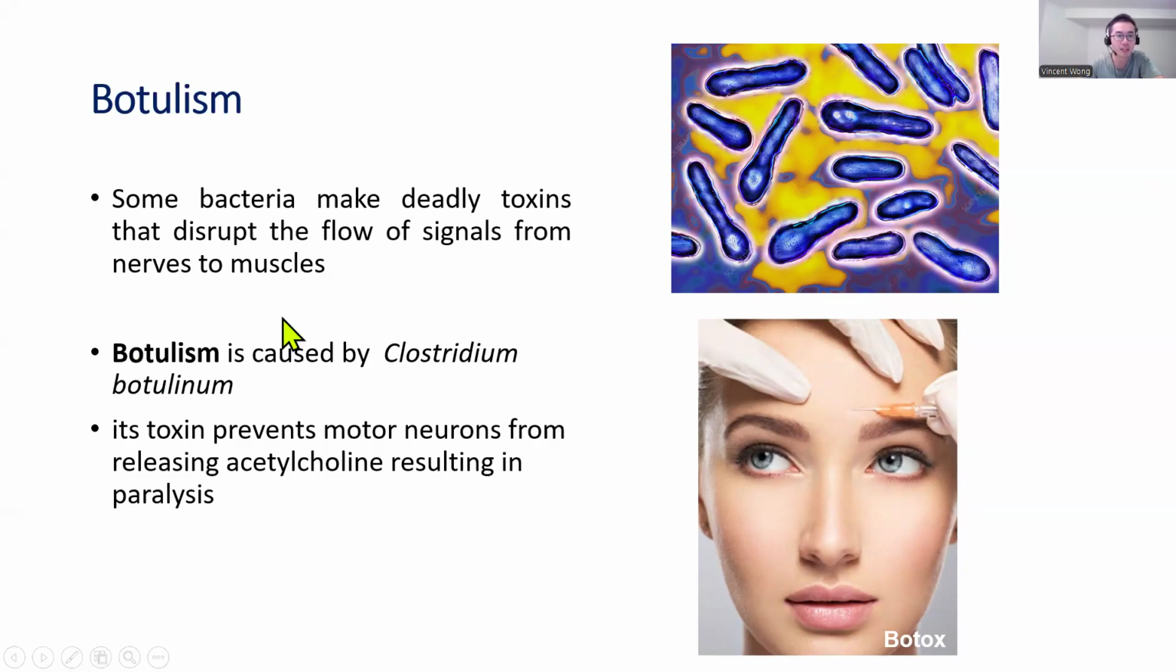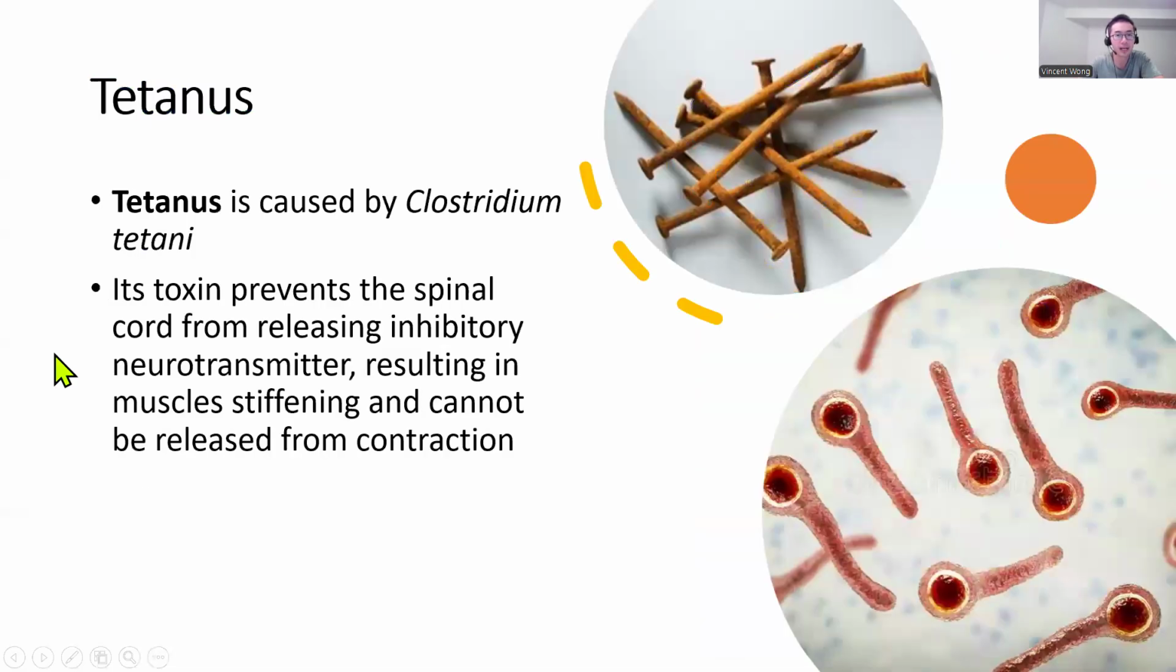But if a person ingests a significant amount of the toxin from contaminated food, then they could die from botulism. There's another bacteria in the Clostridium family called Clostridium tetani, and that can cause tetanus. This is an anaerobic bacteria. They live in an environment that doesn't require oxygen.